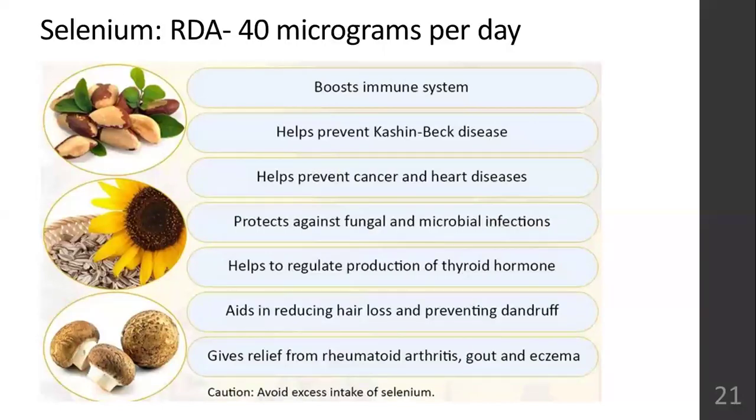Then you have selenium. So RDA is around 40 micrograms per day for selenium. Maximum you can go up to 100, not more than that. Selenium has a lot of functions in your body. It can boost your immune system. It can help prevent Guillain-Barré disease. Okay, it's a cardiac disorder, Guillain-Barré disease.